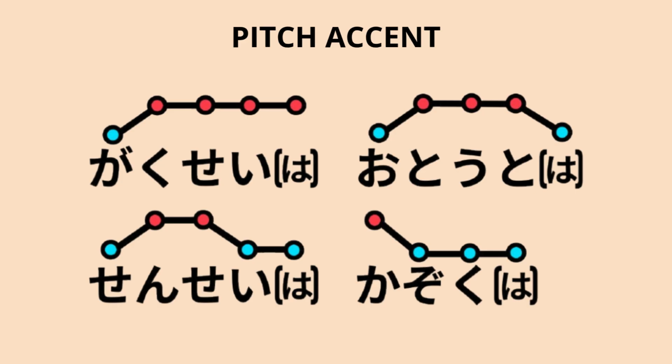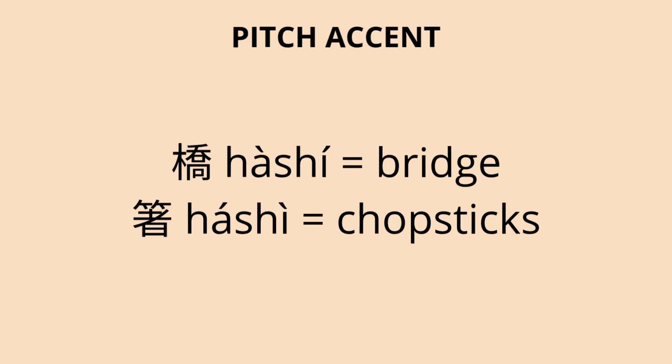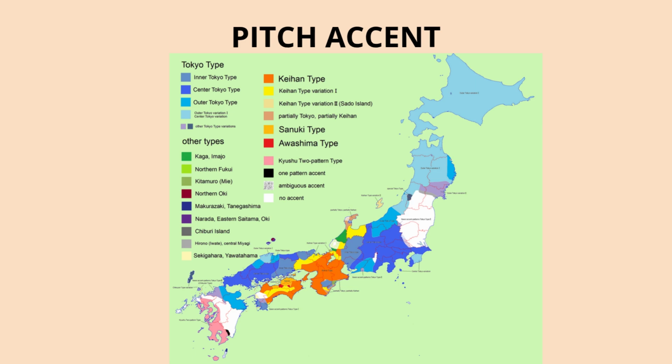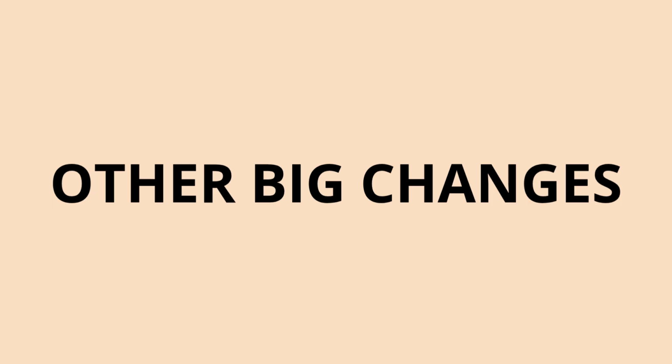This means that certain moras in a word are pronounced with a higher or lower pitch. For example, hashi means bridge, and hashi means chopsticks. Note that the pitch accent isn't the same depending on the dialect, and some don't even have a real pitch accent system. Beyond vowels, consonants, syllables, and pitch, several other sound changes transformed Japanese.